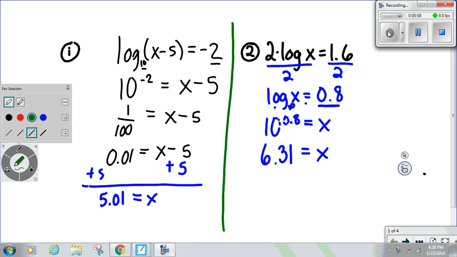So now that we've talked about the properties of logarithms, I want to solve some equations with logarithms using those properties that we know, using everything we know about logs and exponents. So here's number one.